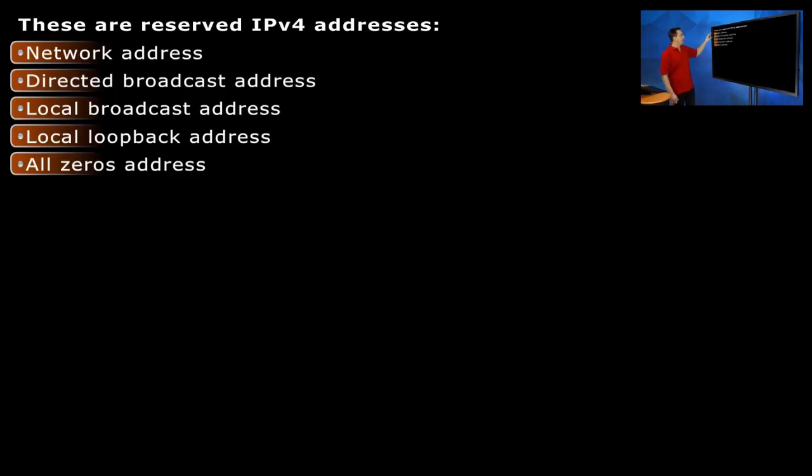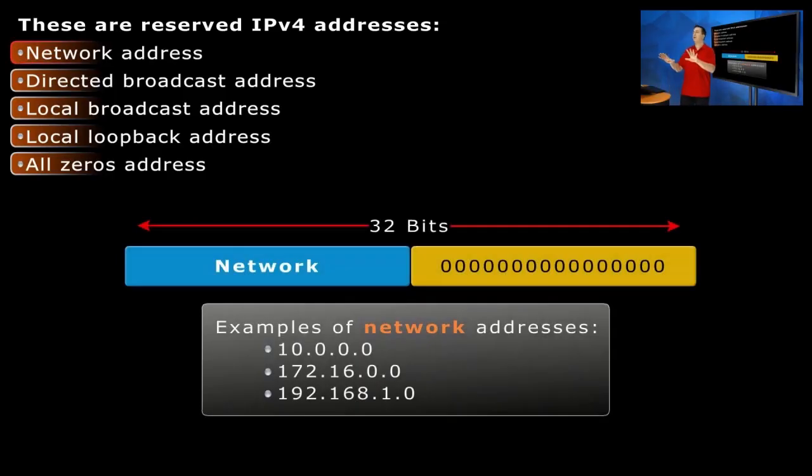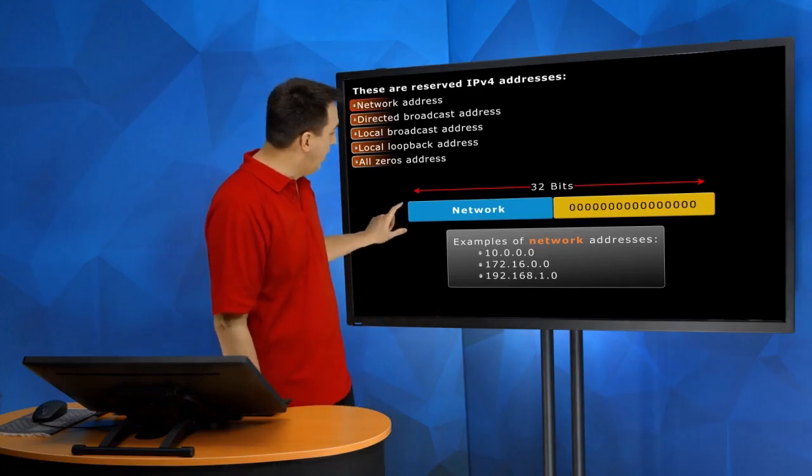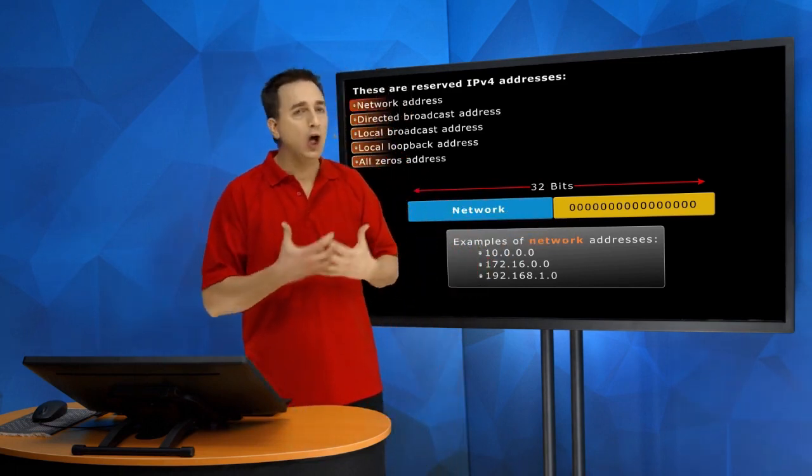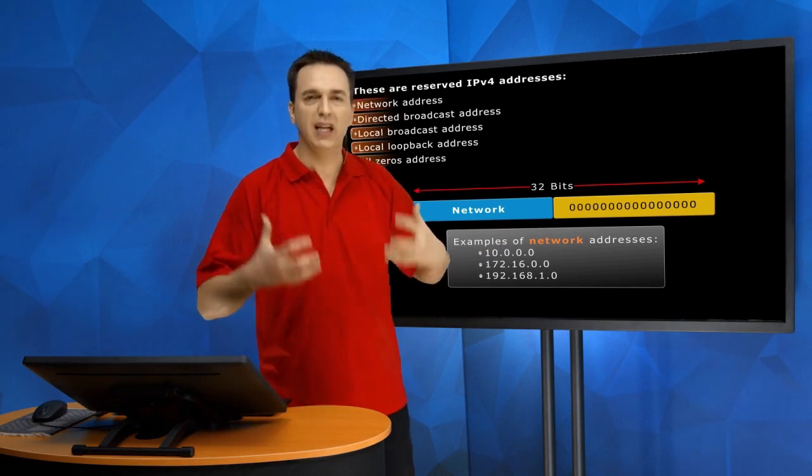The first one is the network address. What is the network address? Well, the network address is the network ID. If you're thinking about it from a street name versus street number perspective, the very first address in your grouping of IPv4 addresses for a network is reserved as the network address, the name of your street. It's a combination of the network portion and the host portion, all 32 bits saying, hey, this is the network.